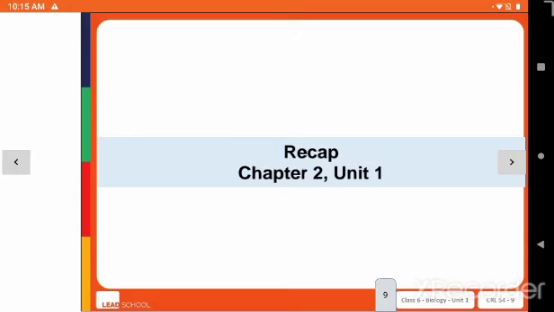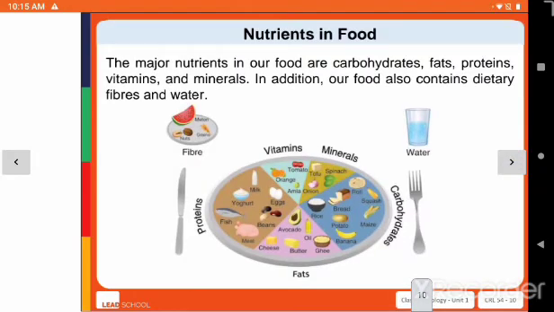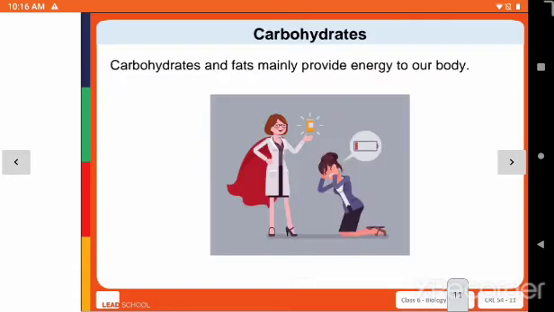Chapter 2, Unit 1, Nutrients in food. So what is nutrients? Nutrients are substances that are important for growth and maintenance of life. There are 7 types of nutrients: carbohydrates, fats, vitamins, proteins, minerals, fibers and water. Carbohydrates are nutrients that provide energy to the body. Carbohydrates and fats mainly provide energy to our body.